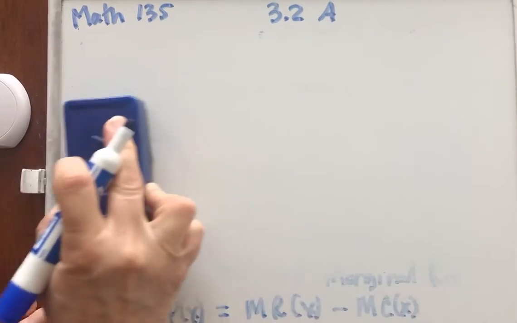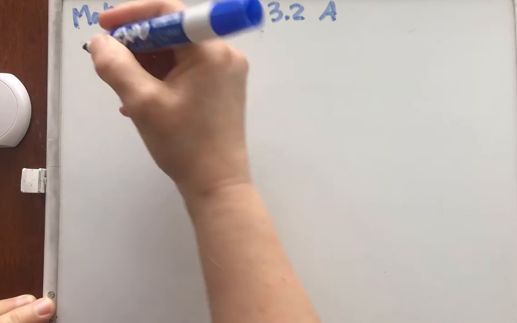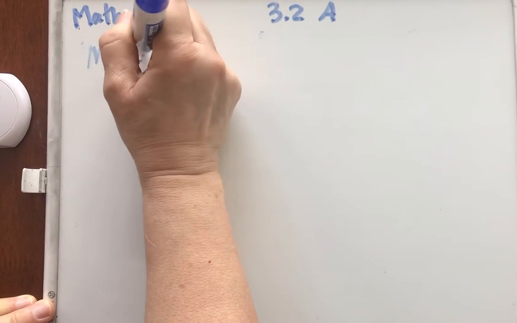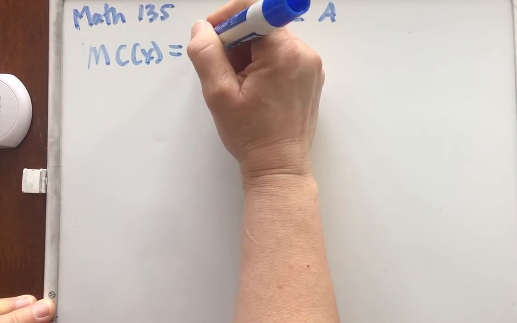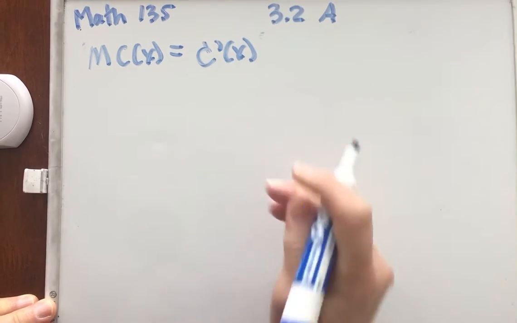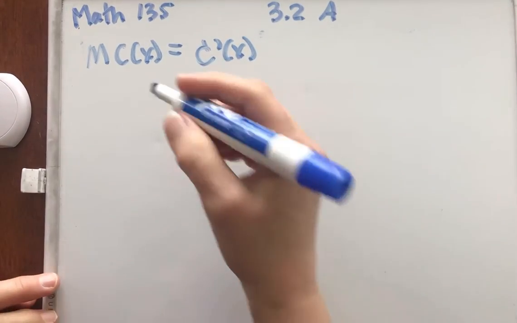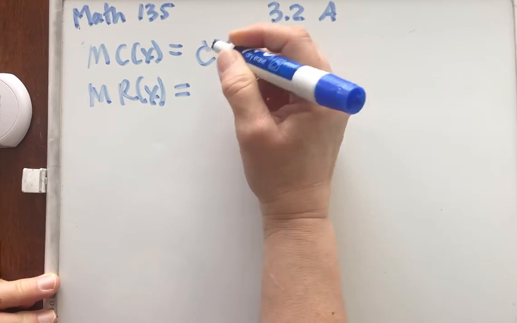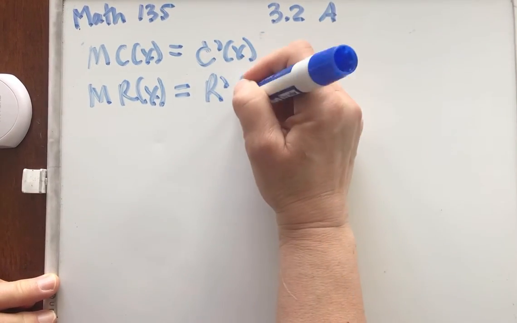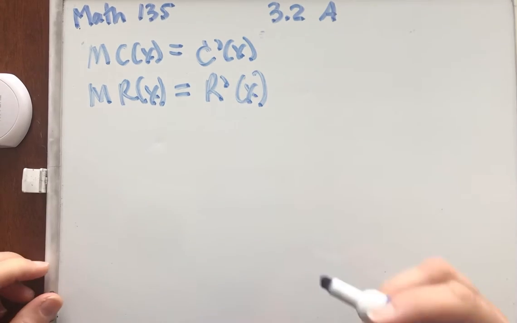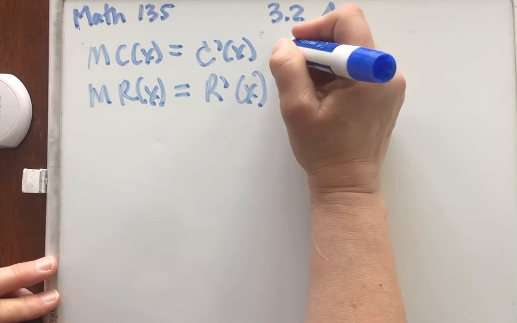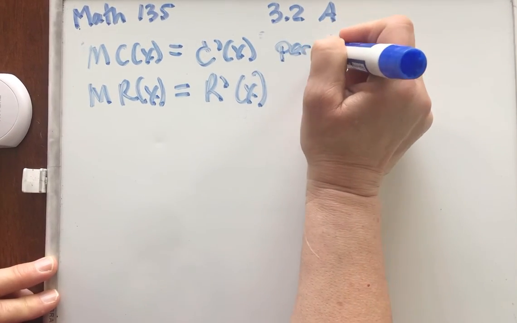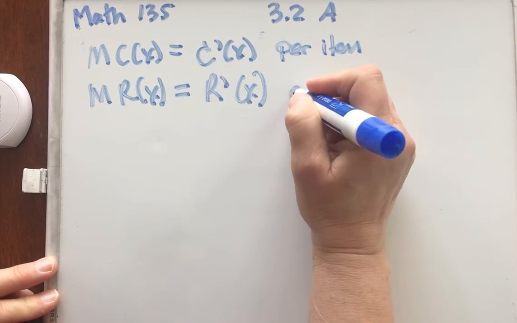Now it happens to be that marginal cost equals the derivative of the cost function, and the marginal revenue equals the derivative of the revenue function. And this happens to be per item. This is cost per item. This is revenue per item.